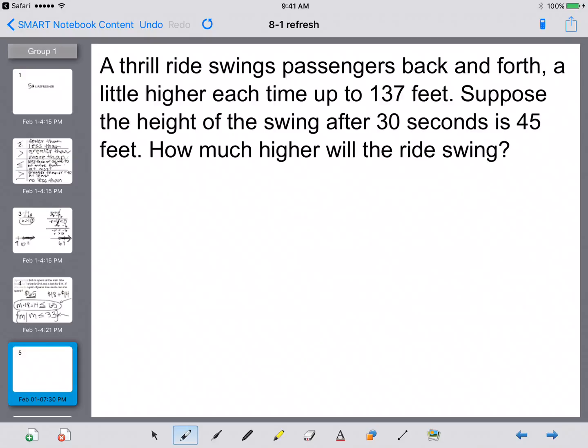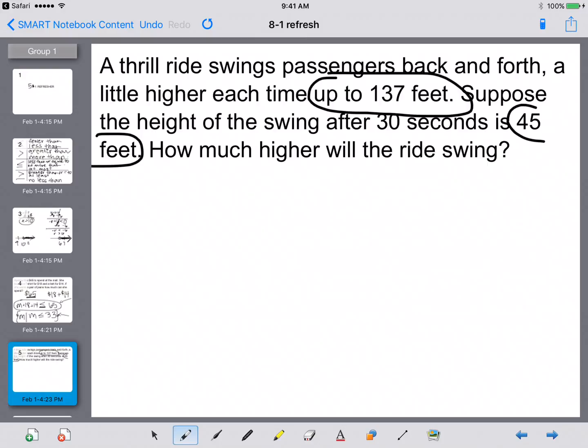So here it says a thrill ride swings passengers back and forth a little higher each time up to 137 feet. That sounds important, up to 137 feet. Suppose the height of the swing after 30 seconds is 45 feet. How much higher will the ride swing? So this 30 seconds is useless information. It's just a number there to throw us off.